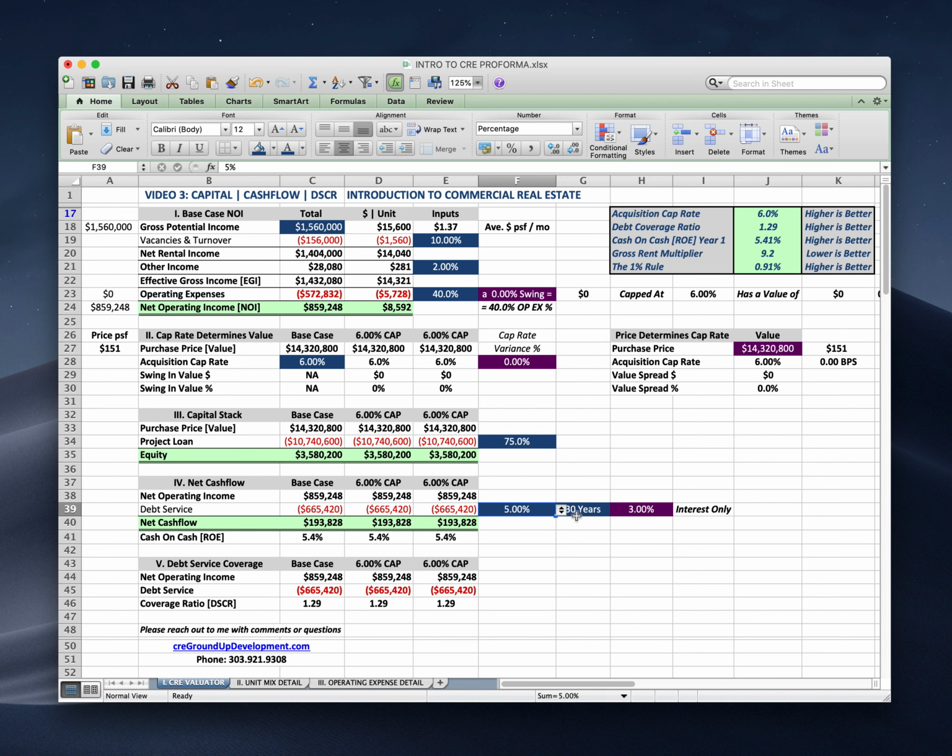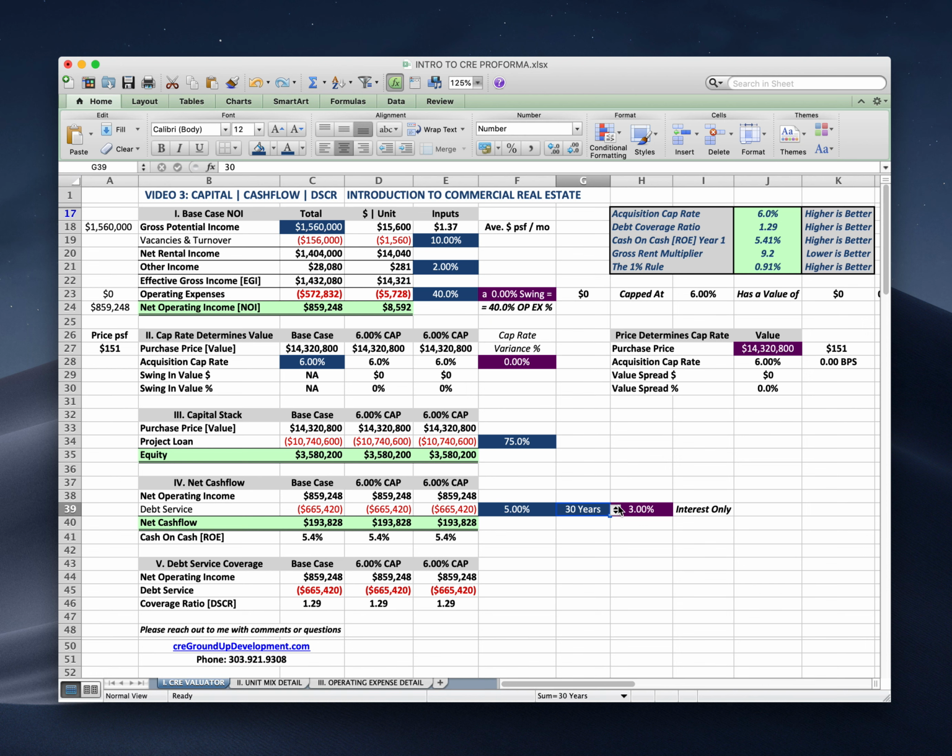The other thing that also affects debt service coverage ratio and payments, as you can imagine, is let's say instead of 5%, we could borrow at 4.5%. Well, the rate of return goes to 6.4 from 5.4, and the debt service coverage ratio goes to 1.36 from 1.29.